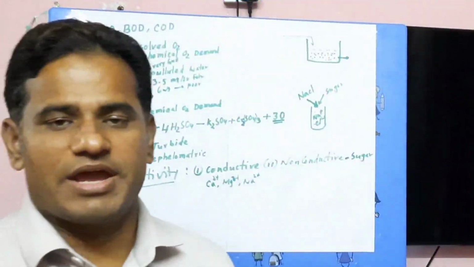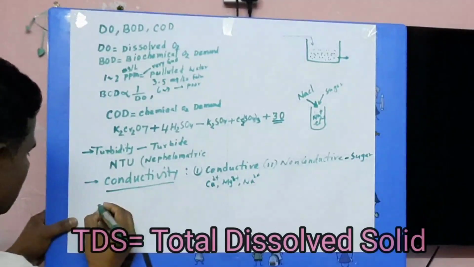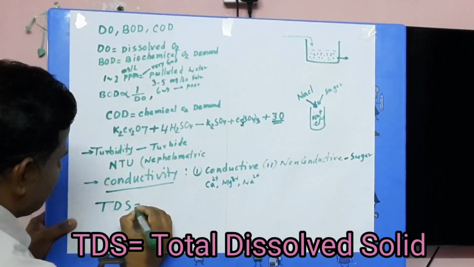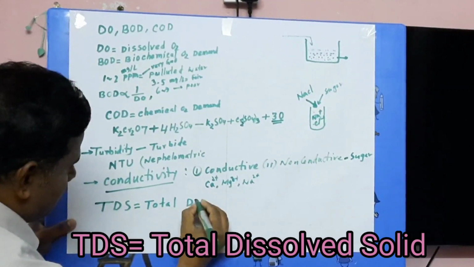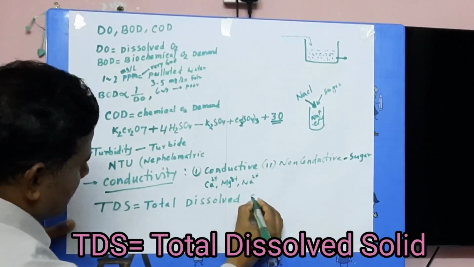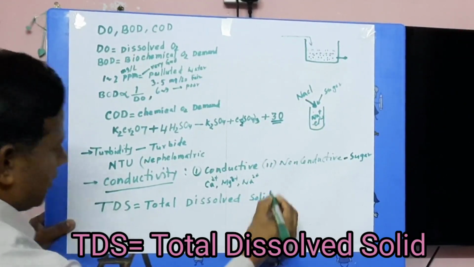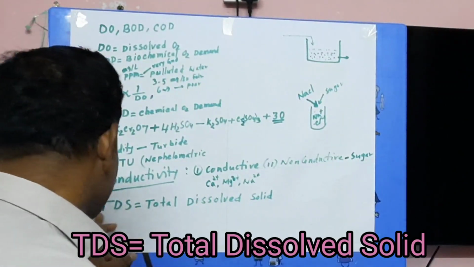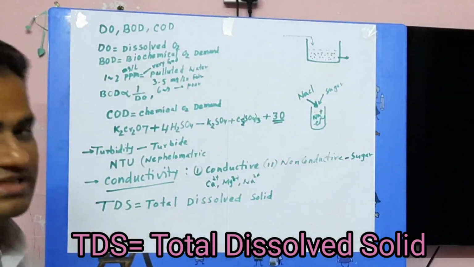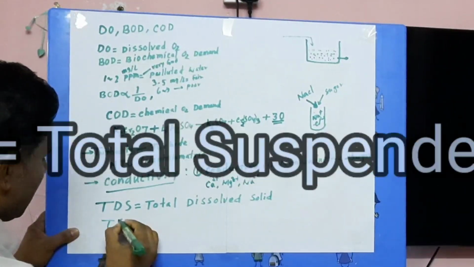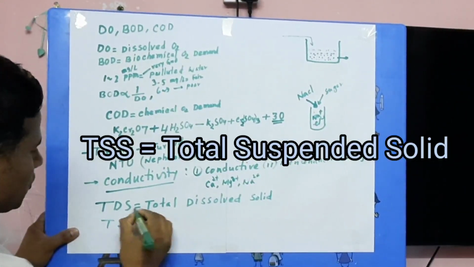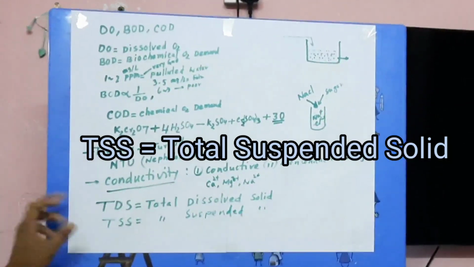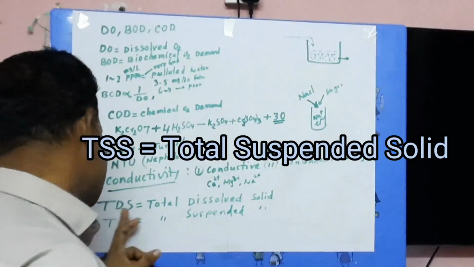Now I will discuss TDS. So what is the meaning of TDS? TDS means total dissolved solid. Normally 2 types of solid are available in the water. One is called TDS, total dissolved solid, another is TSS, total suspended solid.